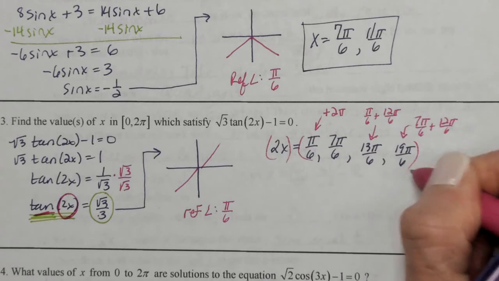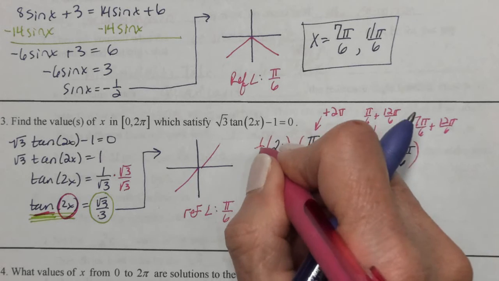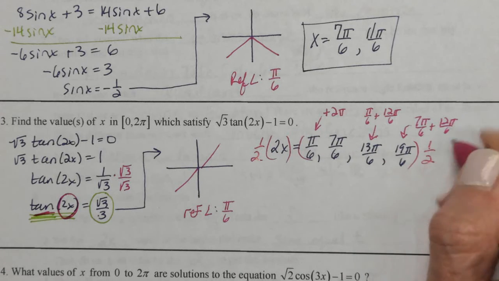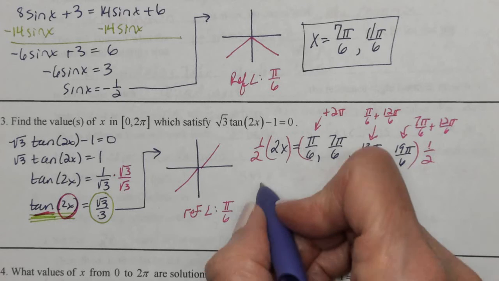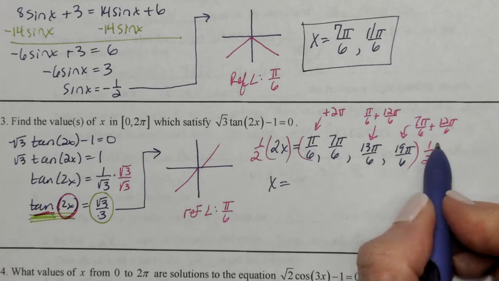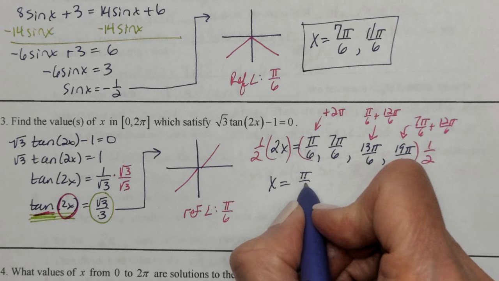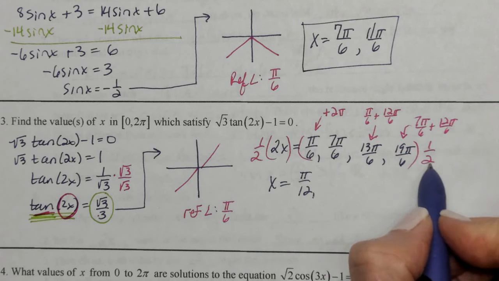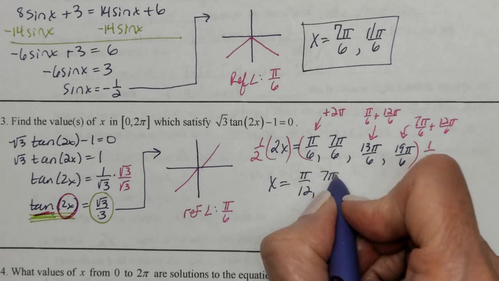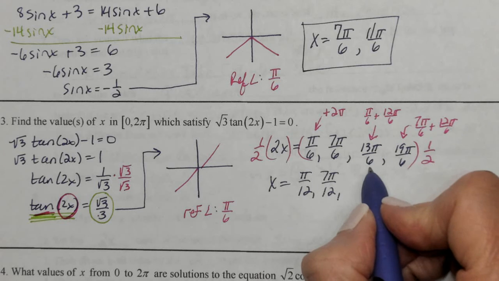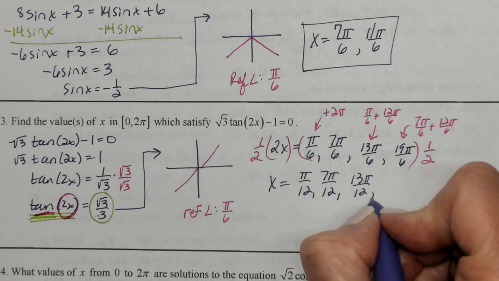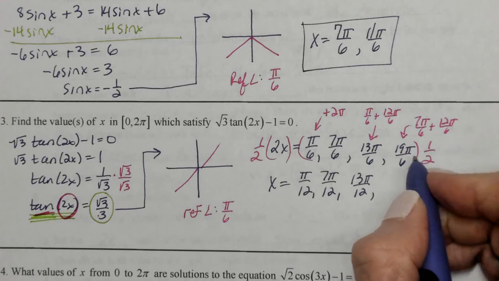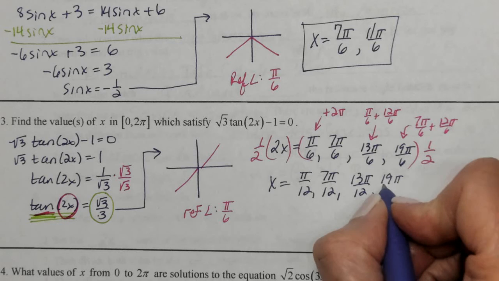Now, I am dividing by 2, which is the same thing as multiplying by 1/2. I am going to multiply by 1/2 because it's easier, because I have fractions here. So pi over 6 times 1 over 2 is pi over 12. 7 pi over 6 times 1/2, 7 pi over 12. 13 pi over 6 times 1/2, 13 pi over 12. 19 pi over 6 times 1/2, 19 pi over 12.